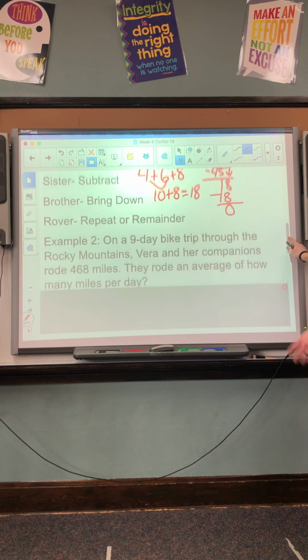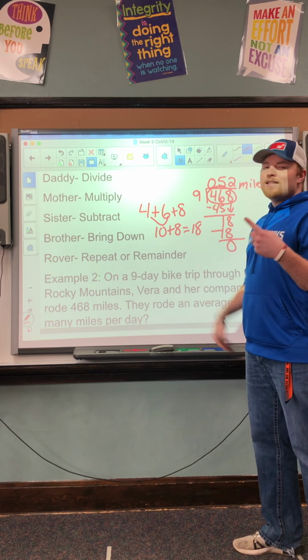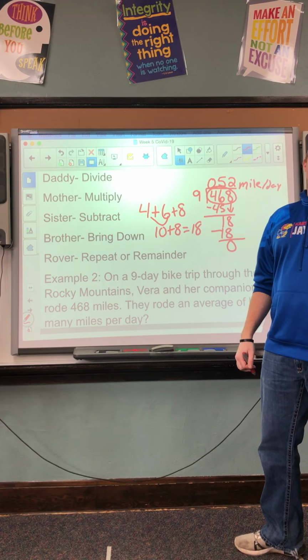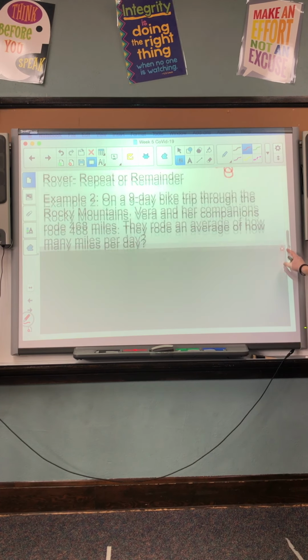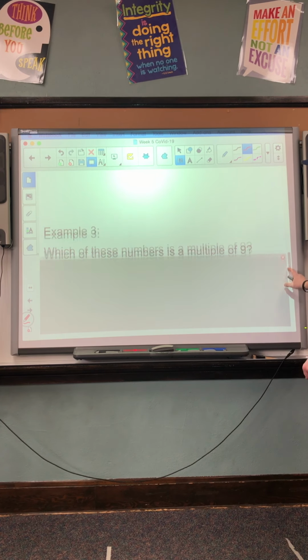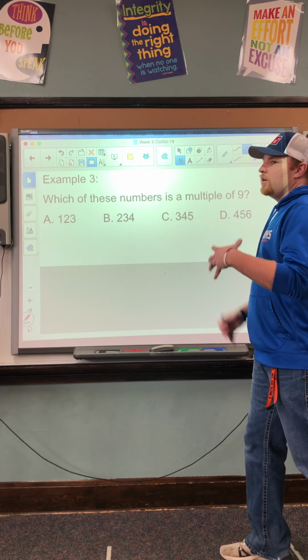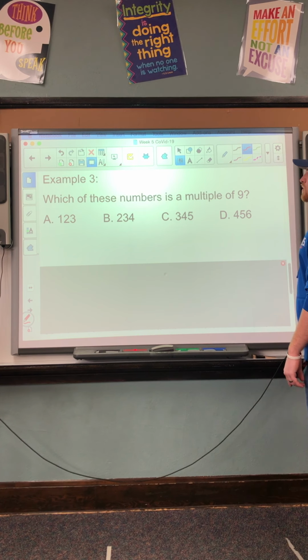Okay, and that's the same rule. If you remember, we learned this early in the year. 9 is the same divisibility rule as 3. 3 is the same way. If the digits add up to a number divisible by 3, then the number that we're dealing with is divisible by 3.